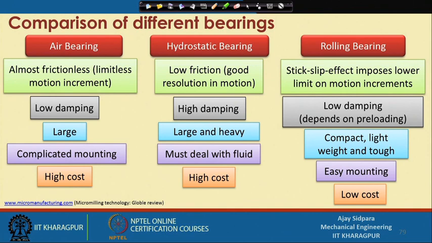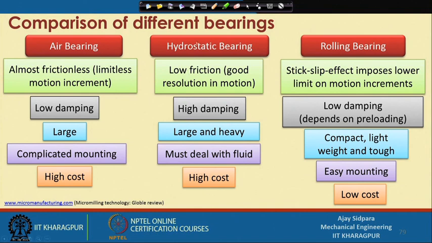So, from this comparison you can see that there are different types of bearings available. All of them have advantages and disadvantages. It is up to us, or the machine supplier or machine builder, to decide which one is good for a particular application. Now, if you are going with conventional machining, you can still use the roller bearing, because a few microns here and there will not make much difference there.